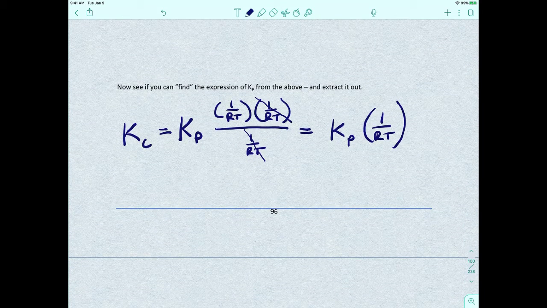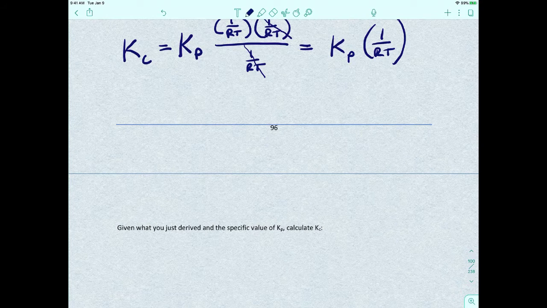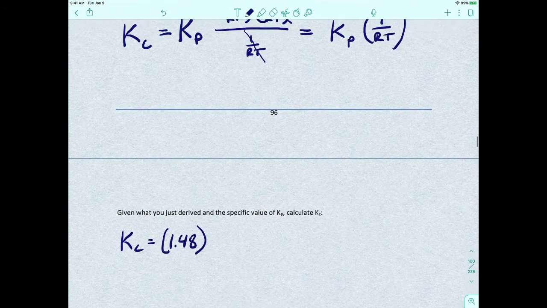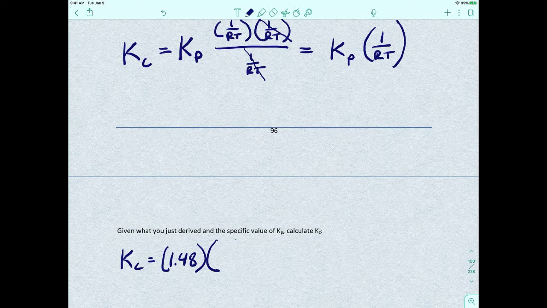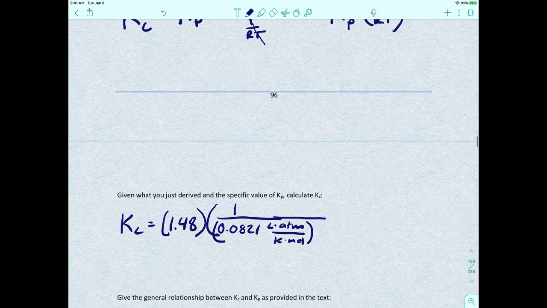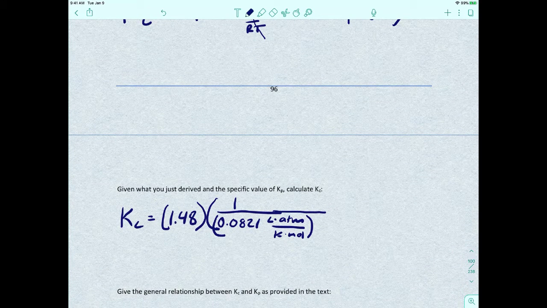All right, so given what we just derived and the specific value of Kp, what if we were to calculate Kc from this? So Kc for this reaction, remember the Kp value was 1.48, and that was given to us originally, times 1 over, okay, the R we have to use, because we're dealing with gases, is the universal gas constant, 0.0821 liter atmosphere over kmol, times the temperature, which we were told for this process was 448 degrees Celsius. But we need to convert this to Kelvin, so we need to add 273 to convert that to Kelvin, and then you're good to go.